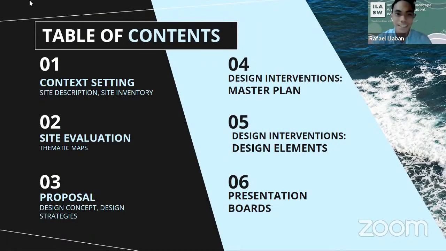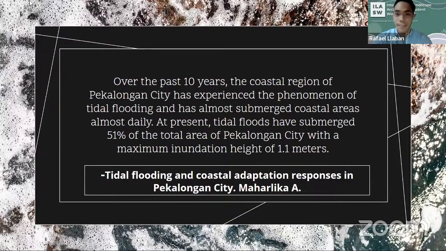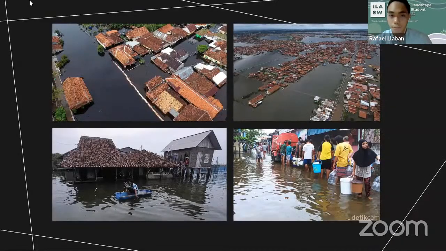You'll see it later. So over the past 10 years, the coastal region of Pekalongan City has experienced the phenomenon of flooding and has almost submerged coastal areas almost daily. Floods have submerged 51% of the total area of Pekalongan City with a maximum inundation height of 1.1 meters. So this is from an academic article entitled Tidal Flooding and Coastal Adaptation Responses in Pekalongan City. So here's some pictures of the tidal flooding events in the coast.